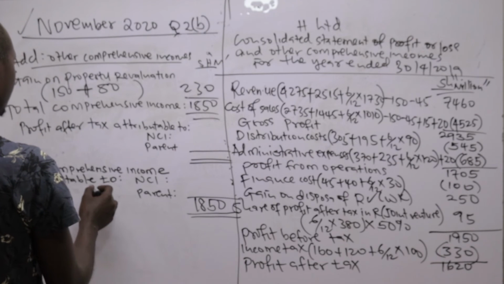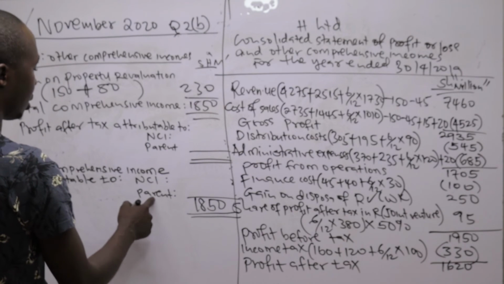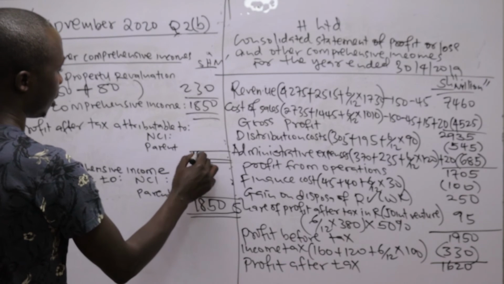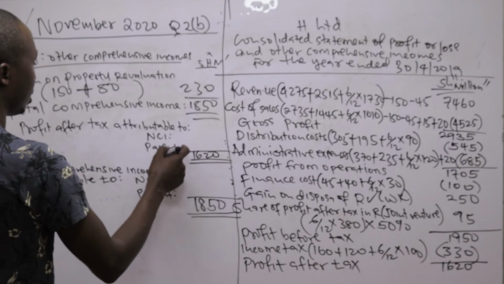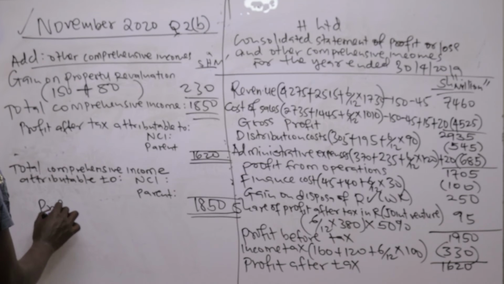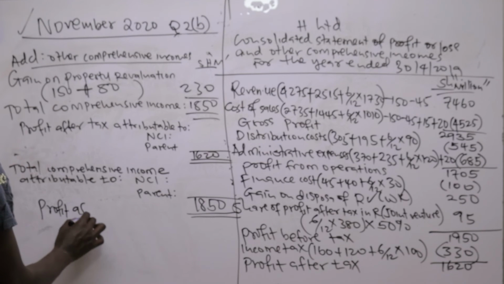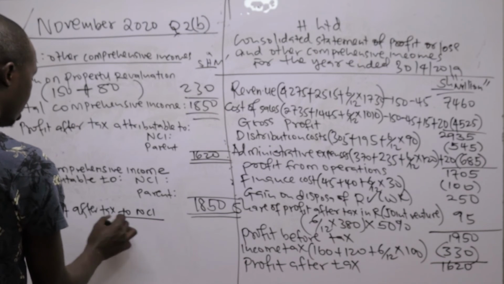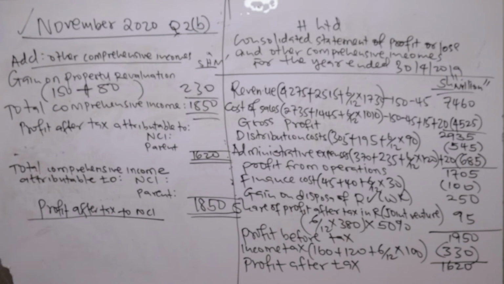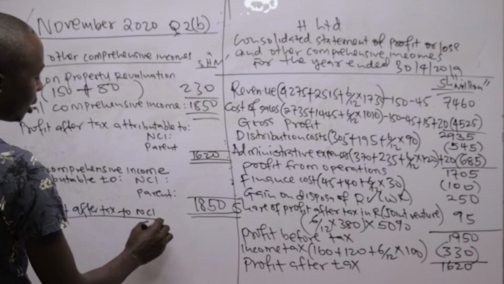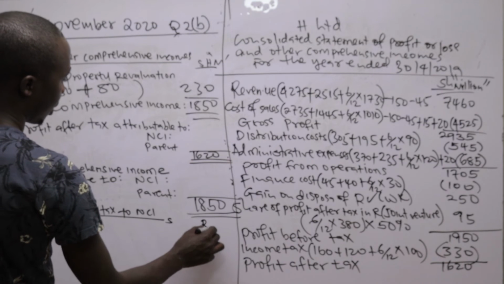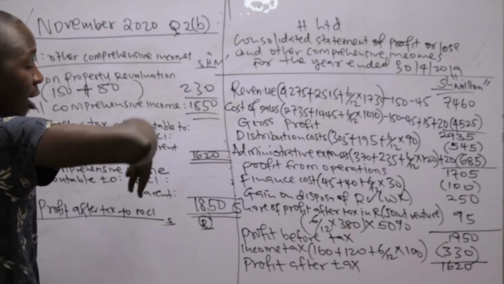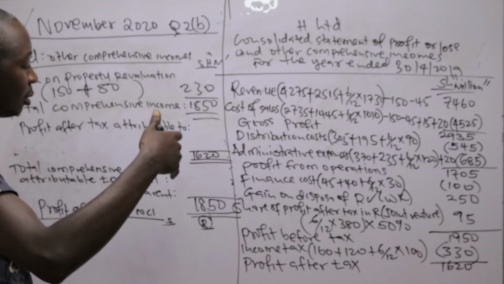The total comprehensive income attributable to this and this. Then the profit after tax 1620 will be shared here. So profit after tax attributable to NCI will be which figure? Remember that NCI is both in S and R. But in R, remember it's for the first 6 months, not the last 6 months.